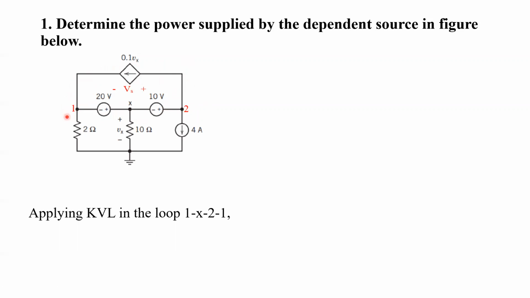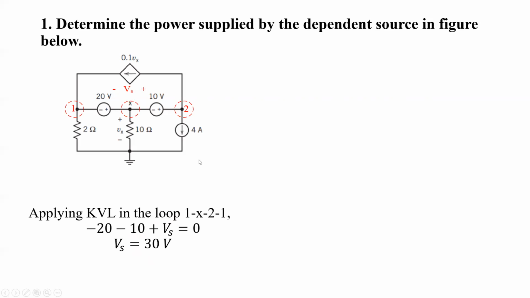Let's move in any one direction. Let's move in this direction, counterclockwise. Then let's take the sign of the starting terminal. So it will be minus 20, minus 10, plus Vs equals 0. So this will give Vs equals 30.